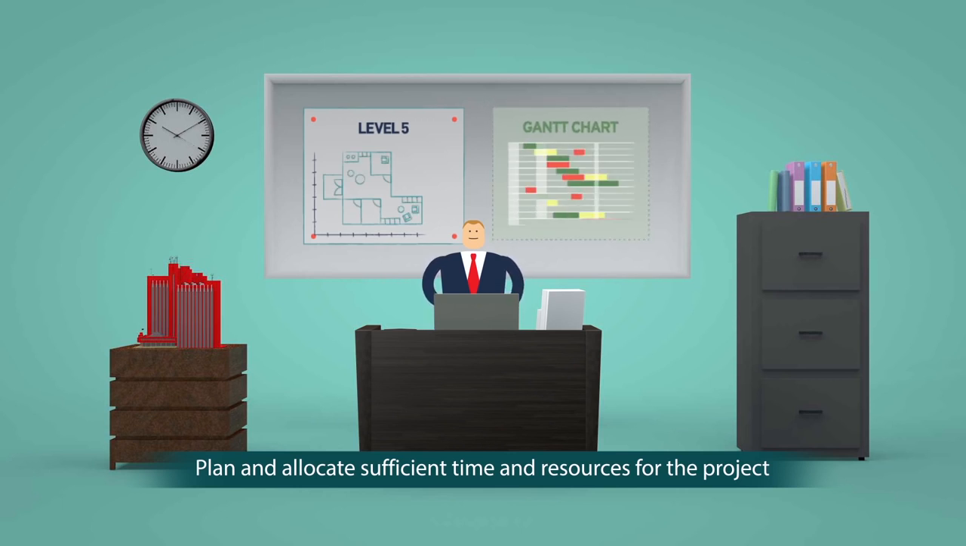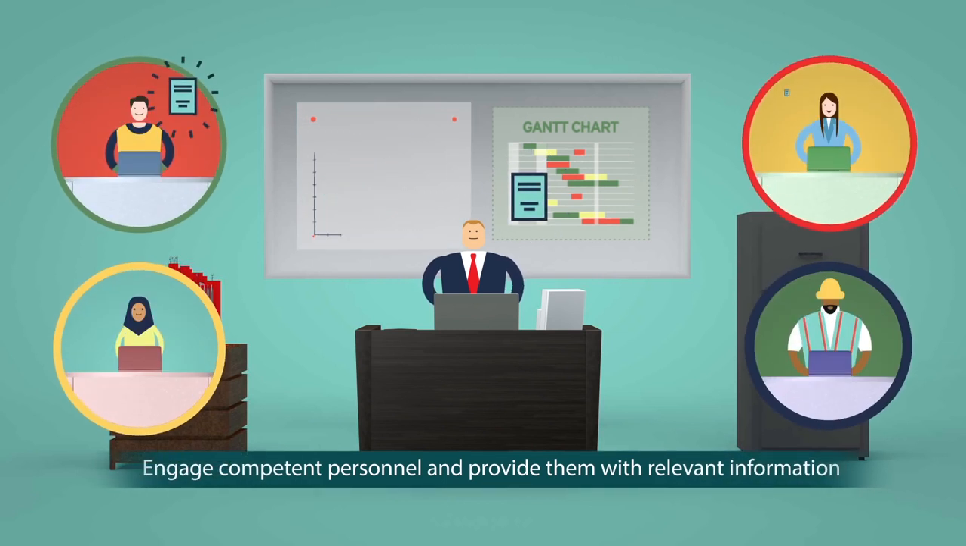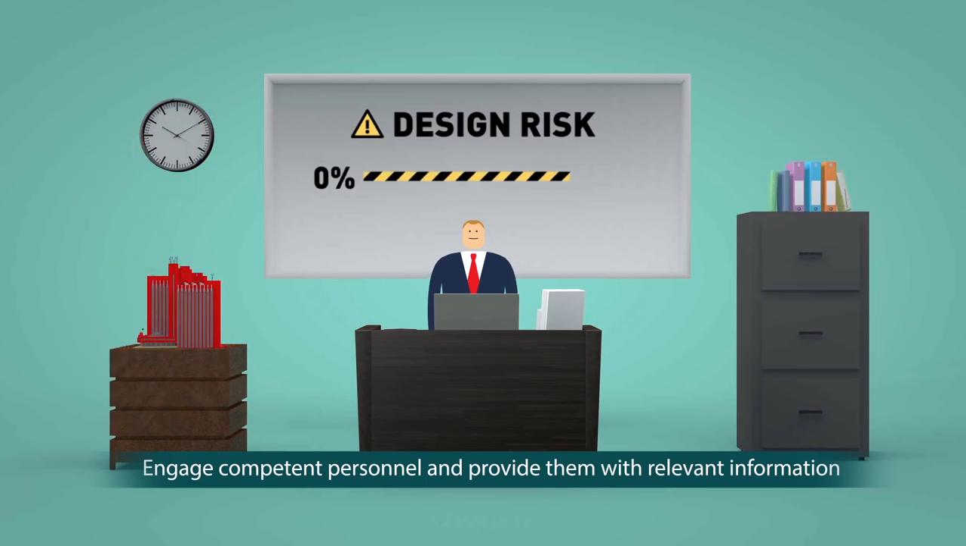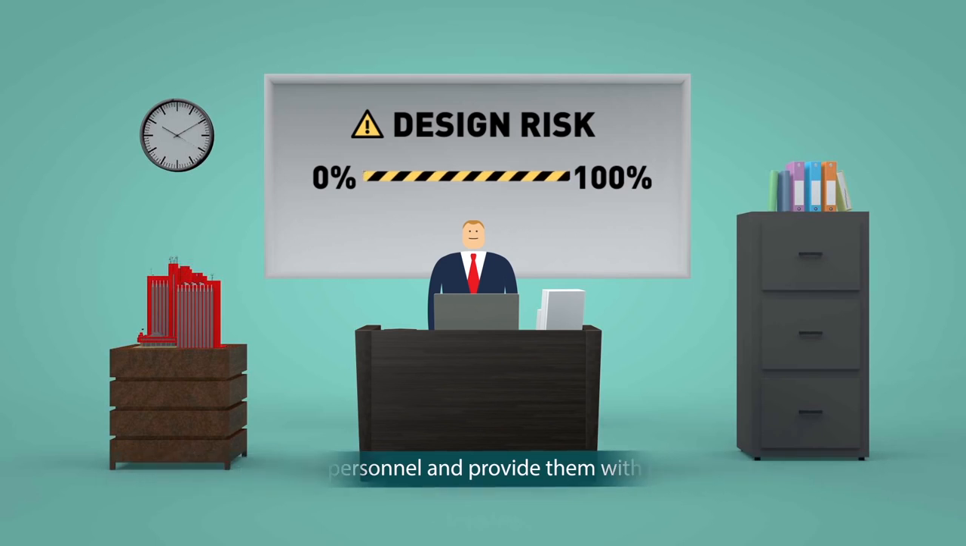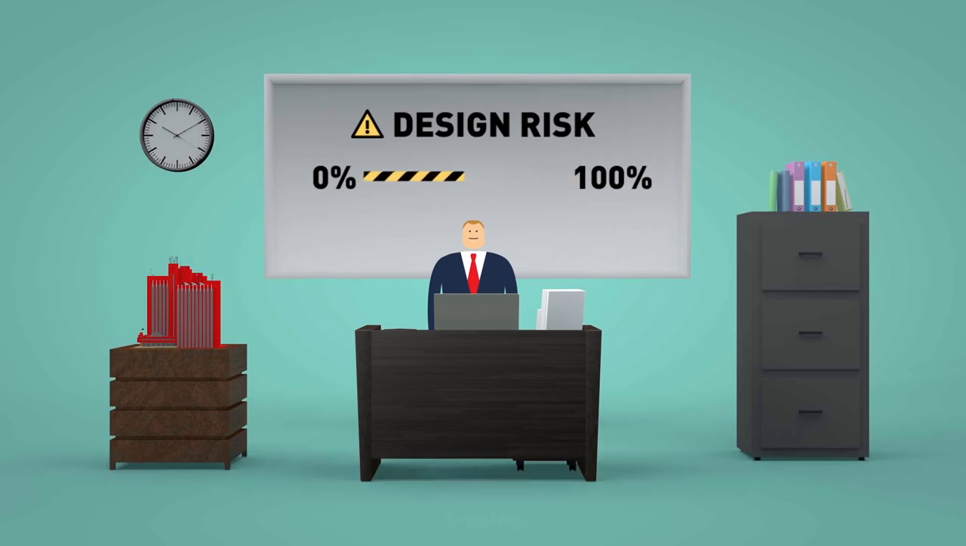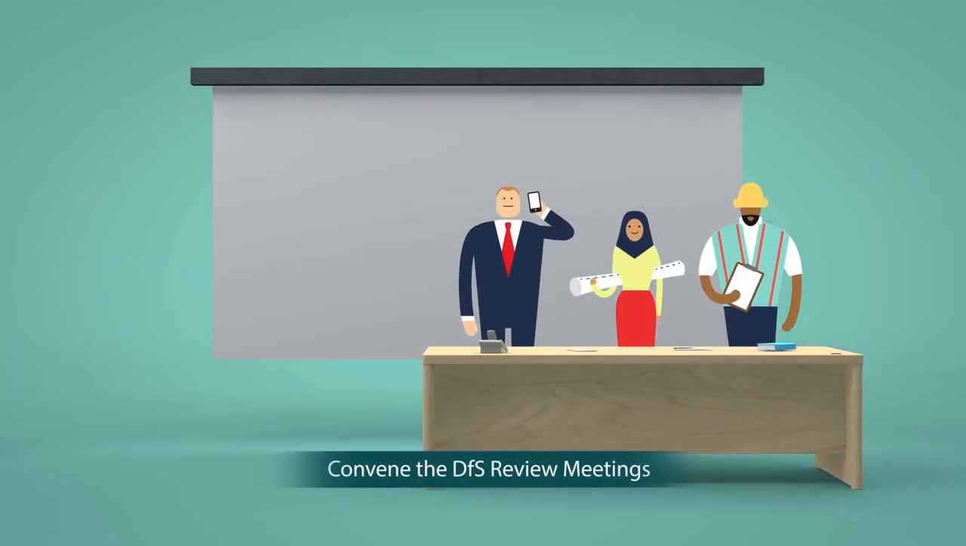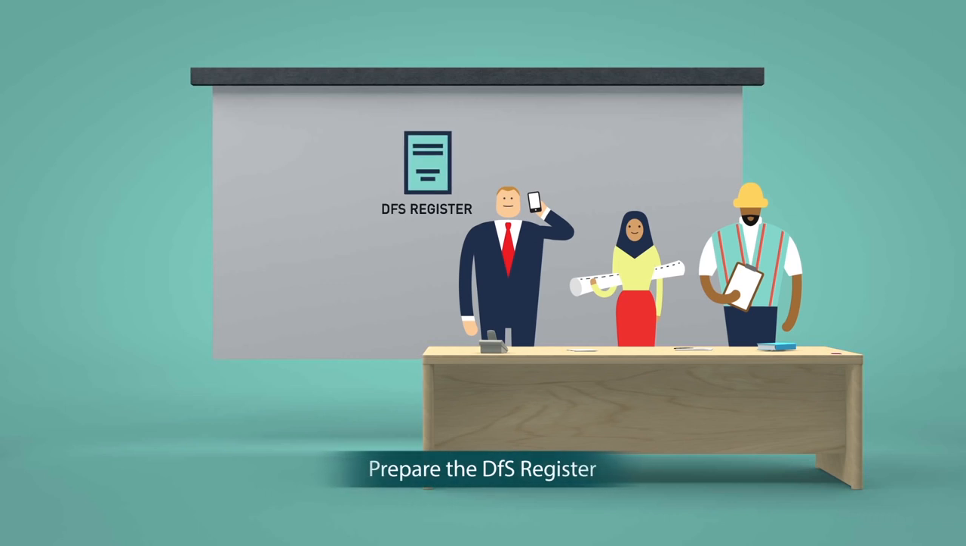It is the responsibility of the developer to engage competent personnel and provide relevant information to ensure that foreseeable design risks in the project are eliminated. Or, if it is not reasonably practicable to be eliminated, the design risks should be reduced to as low as reasonably practicable. This can be done by convening the DFS review meeting and through the DFS register.